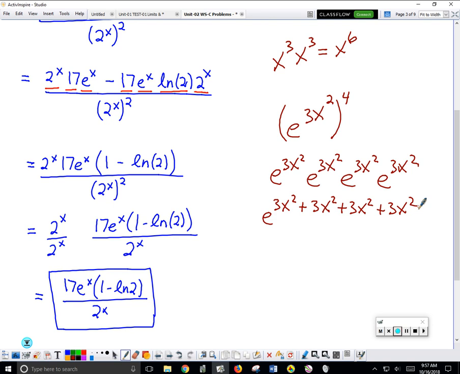You can do that. This reminds me that when you have x cubed times x cubed, x to the a multiplied by x to the b is the same thing as x to the a plus b. I just use a simple example to remind myself of the rule. So you can do it that way, which means you'd have e to the 12x squared. That's one way of being equivalent.